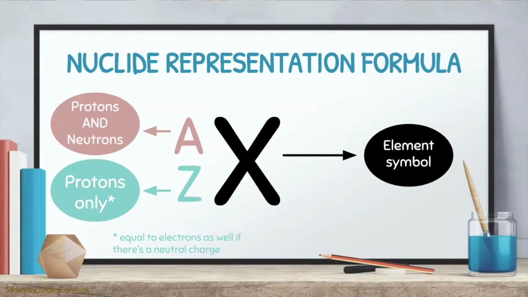So here's what the formula means. A is the atomic number, which is the total number of protons and neutrons. Z is the protons alone, so you can subtract Z from A to find the neutrons. Additionally, if the element doesn't have a charge, Z is also the number of electrons.